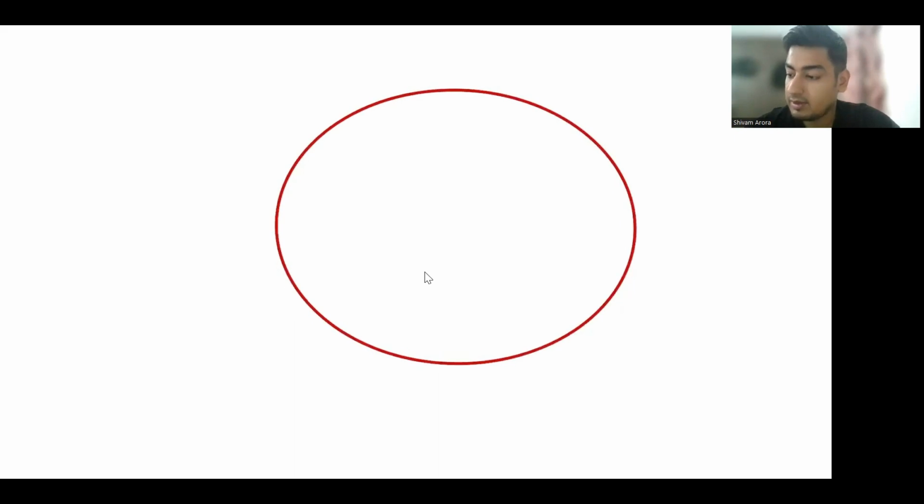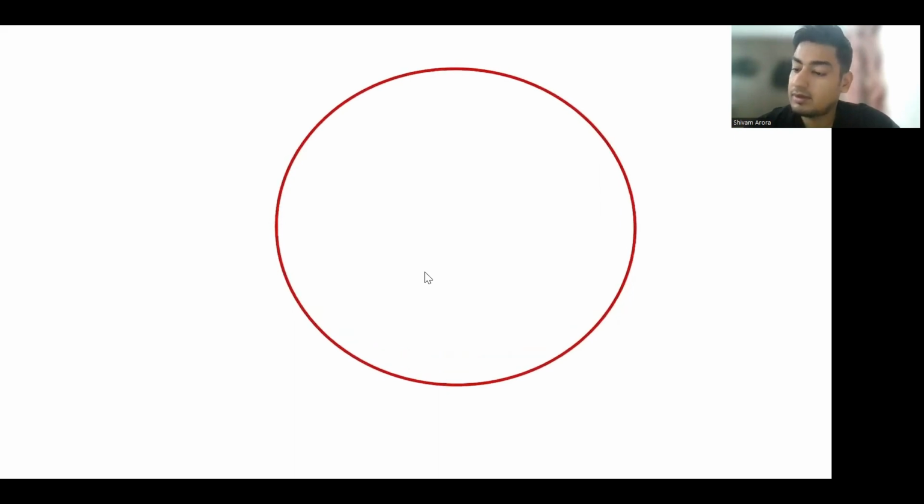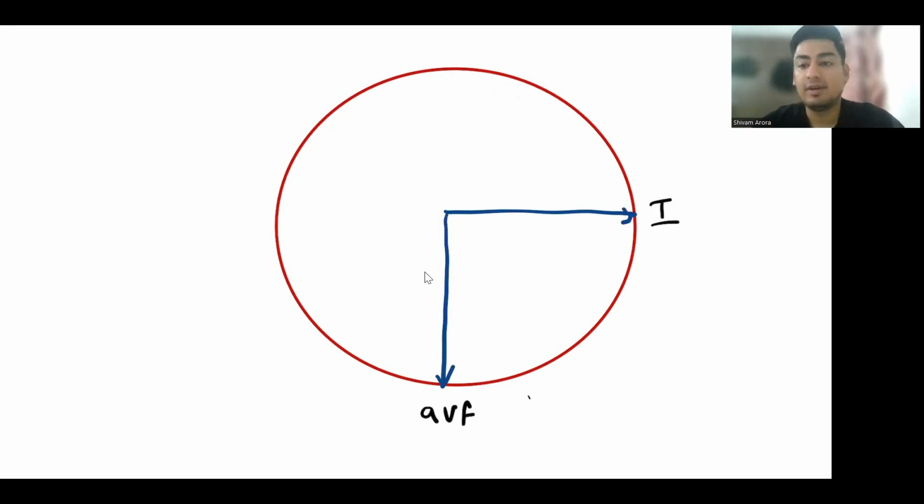For determining the axis, we need 2 perpendicular leads. So for all practical purposes, we are using lead 1 and AVF. This is lead 1 and this is lead AVF.